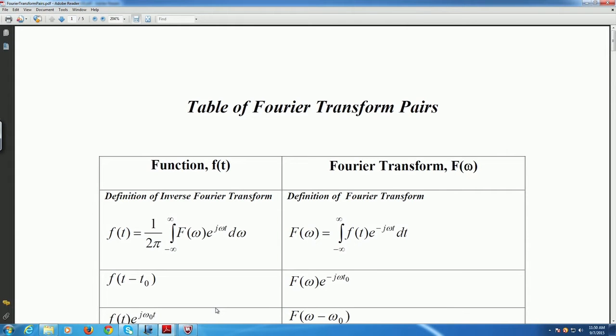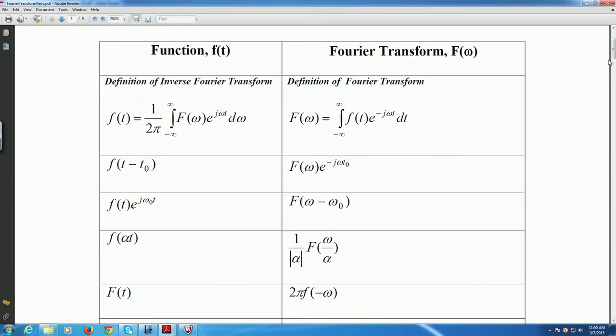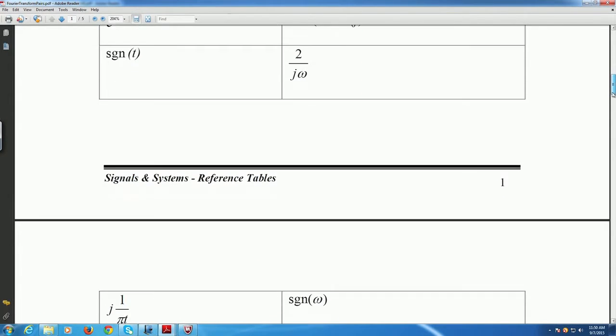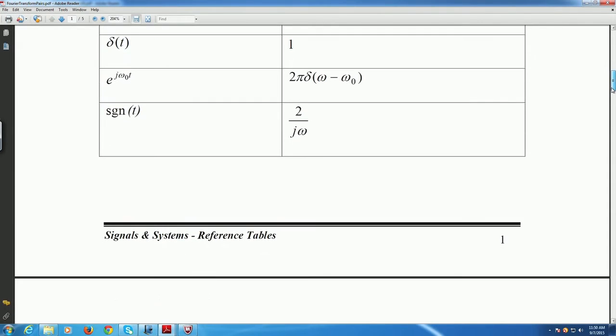If you go through these things, the properties come first in this table. It tells you what happens if you do f of t minus t naught, what happens if you do f of alpha t, and so on. All these things, what happens to the Fourier transform, are in this table, and it also has a list of Fourier transform pairs. For instance, delta of t maps to 1 in the Fourier transform, e power j omega naught t goes to 2 pi delta omega minus omega naught.